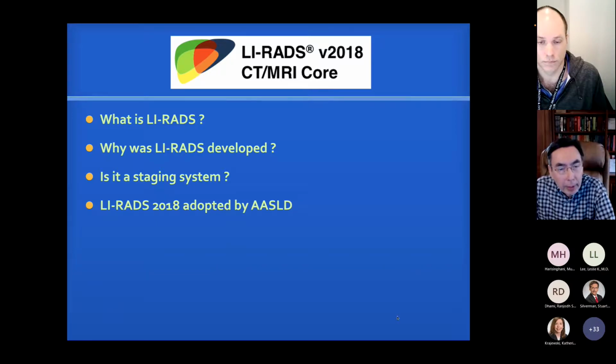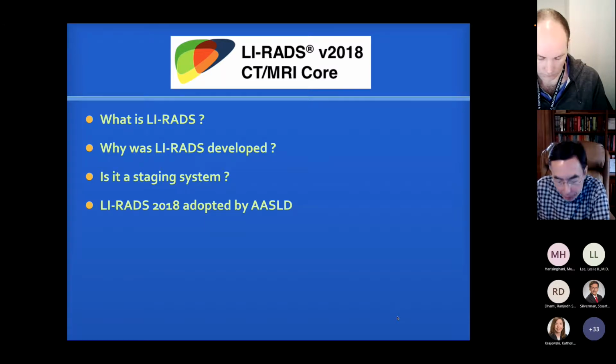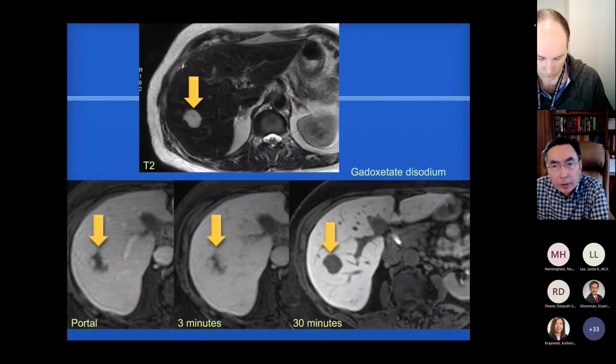Recently, the American Association for the Study of Liver Diseases adopted the LI-RADS criteria as its imaging criteria for HCC as well. And we'll talk about the relationship to OPTN later. So let's look at another case.